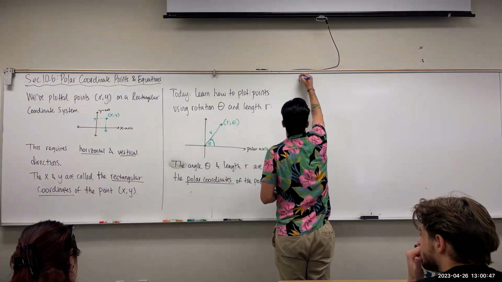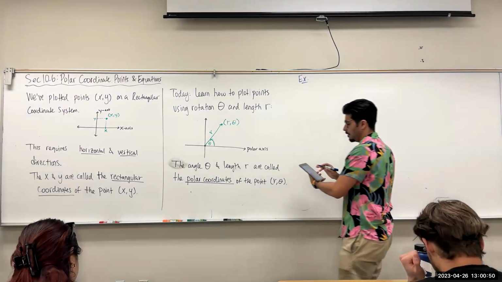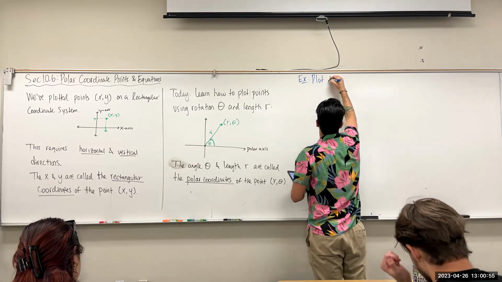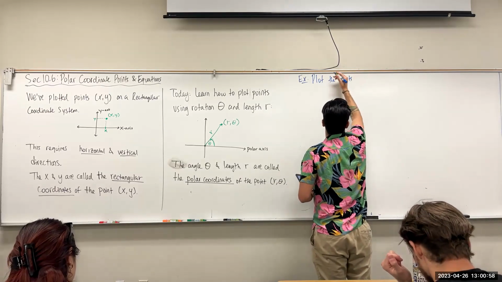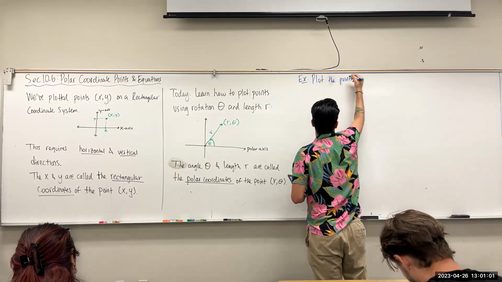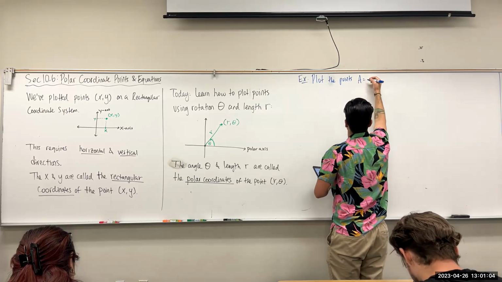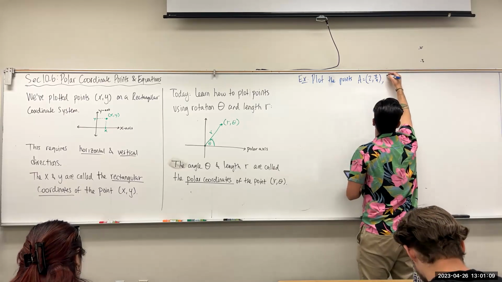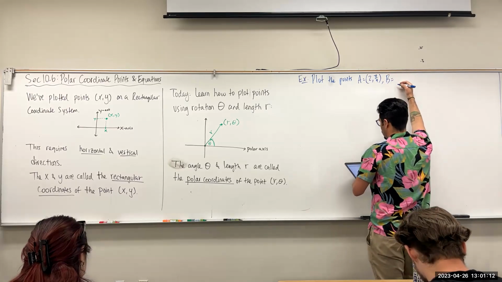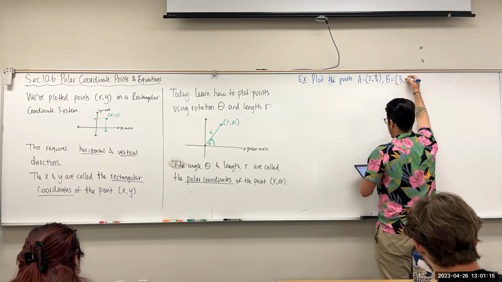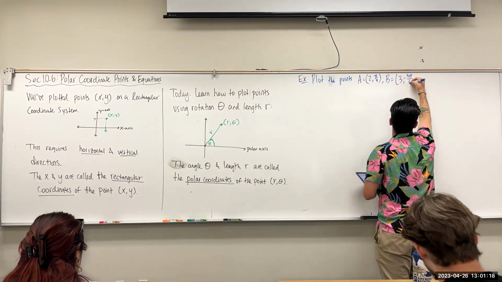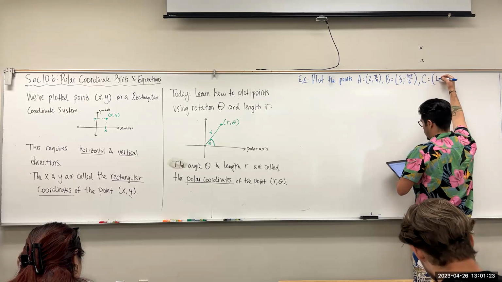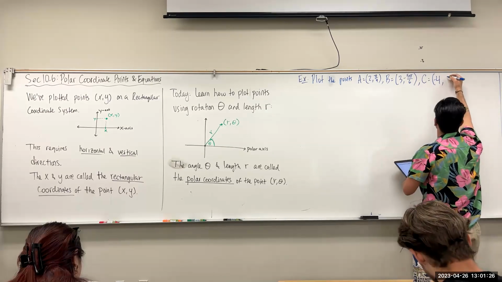All right, let's play with them for a little bit. Kind of get the feel for them. So let's plot the points. And I'm going to write them in polar coordinates. We're going to call the point A 2 pi over 4. We're going to call the point B 3 negative 5 pi over 6. And we're going to call the point C negative 4 3 pi over 4.